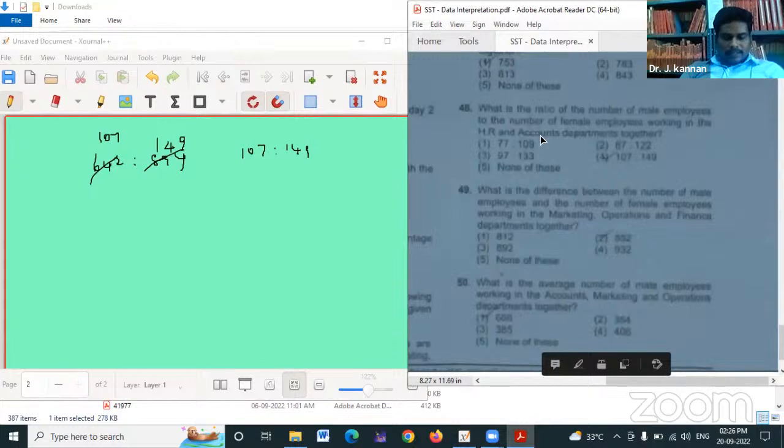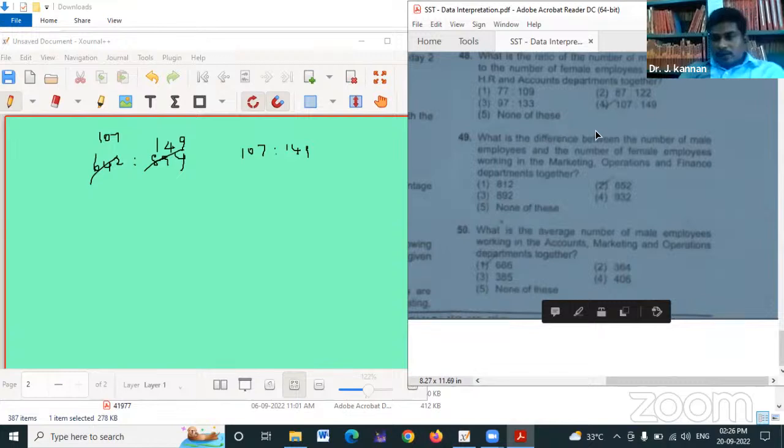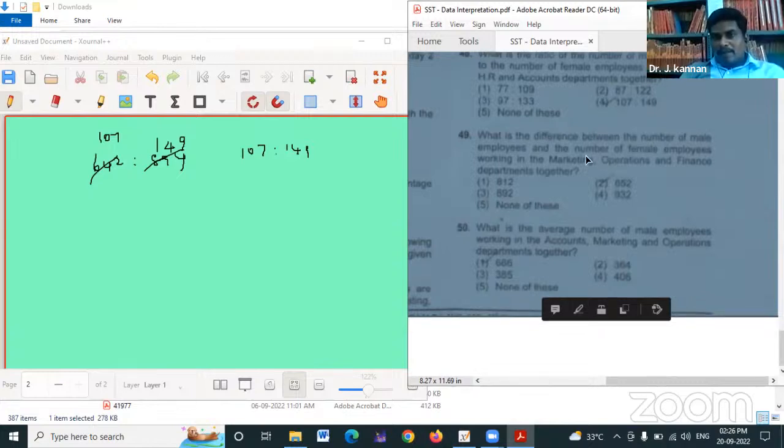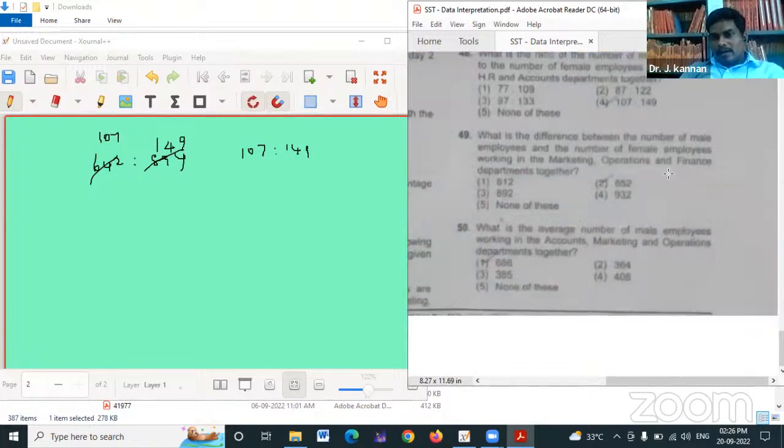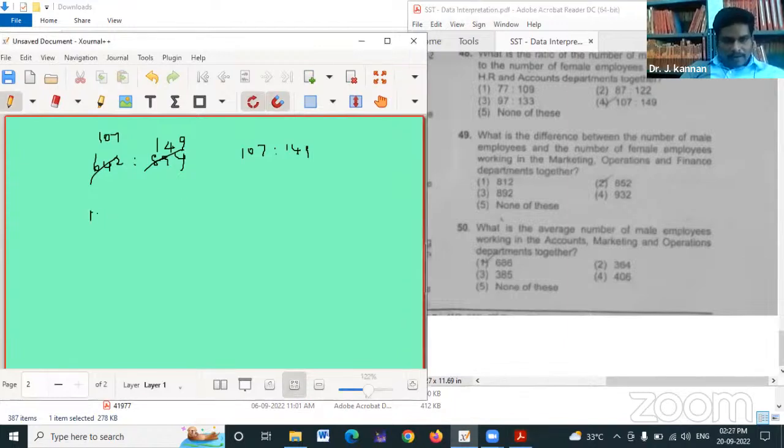So the next is the 49th question. What is the difference between the number of male employees and the number of female employees working in the marketing, operation and finance departments together? So marketing plus operations plus finance.